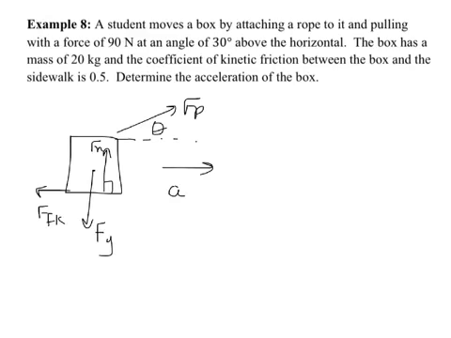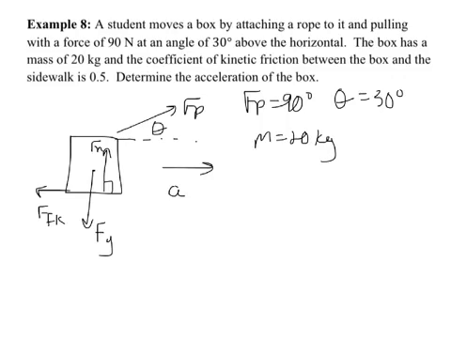Now, let's list our givens. We've got a pull of 90 newtons at an angle of 30 degrees above the horizontal. We've got a mass of 20 kilograms. We've got a kinetic coefficient of friction of 0.5. And now let's remember to break up FP into FPX and FPY. So we've got FPX and FPY. We can kind of get rid of this now. Remember, that's not really there anymore.